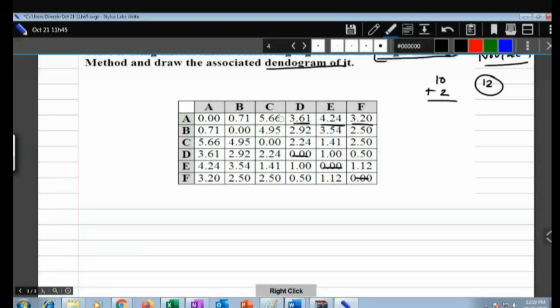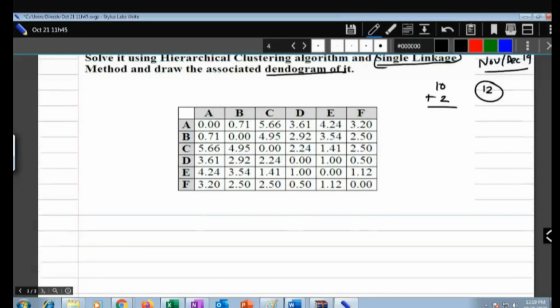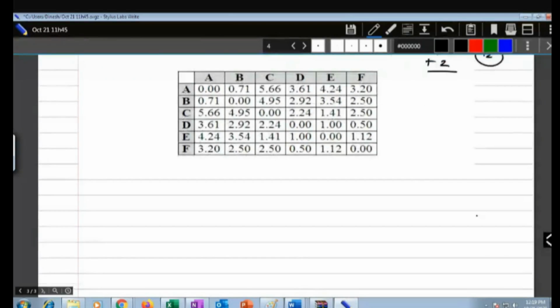As for the first step, it is very easy. Here single linkage means min linkage. So find the two clusters which have the minimum distance. You have to scan through this table, and you will find that here it is 0.50, meaning D and F have the minimum distance. If I draw A, B, C, D, E, and F somewhere here, which one will you merge first? It will be D and F. So let us merge them.